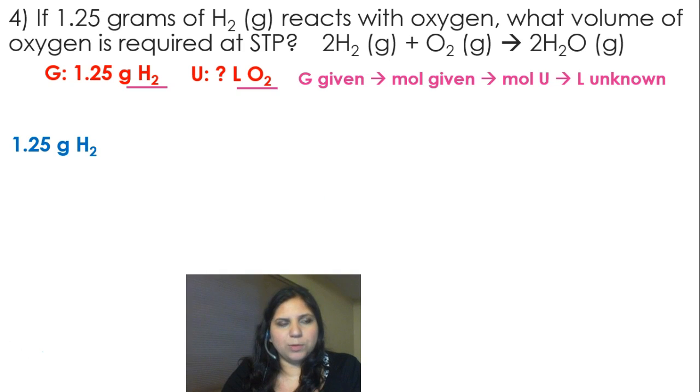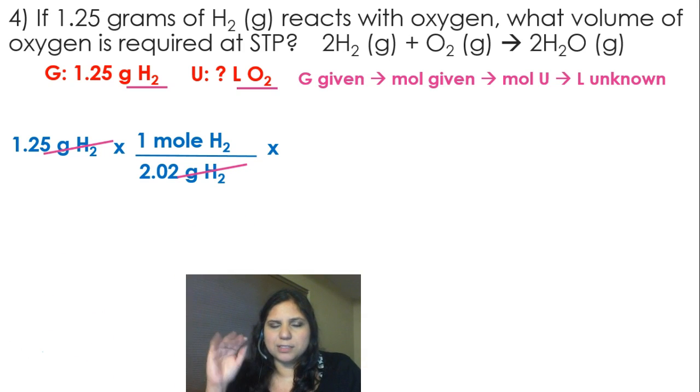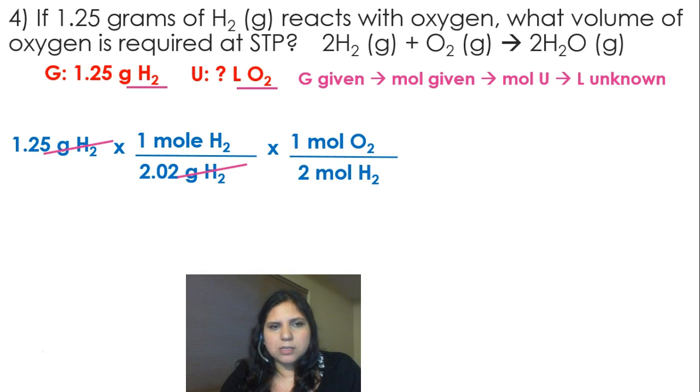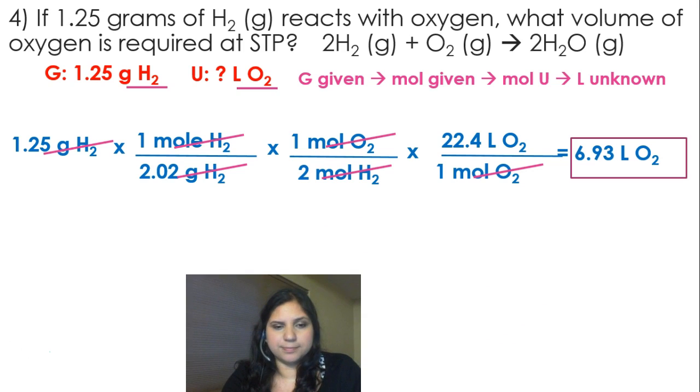Okay, so let's try that. 1.25 grams of hydrogen. I use the molar mass of hydrogen. It's 2.02 in every 1 mole. Grams cancel. I use the mole ratio. Remember, that's the moles of the unknown on top and the moles of the given on bottom. And we use the numbers that are in front. Those come from the balanced equation. So in front of hydrogen is a 2, in front of oxygen is a 1. So there we go. And then 1 mole of oxygen is 22.4 liters because moles of unknown to liters of unknown. We want to find the volume. And that's 6.93 liters of O2.